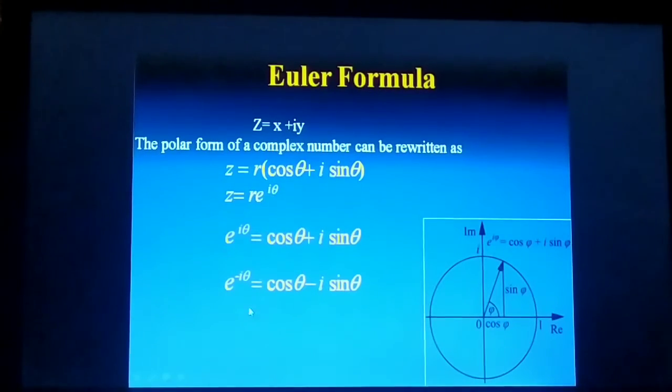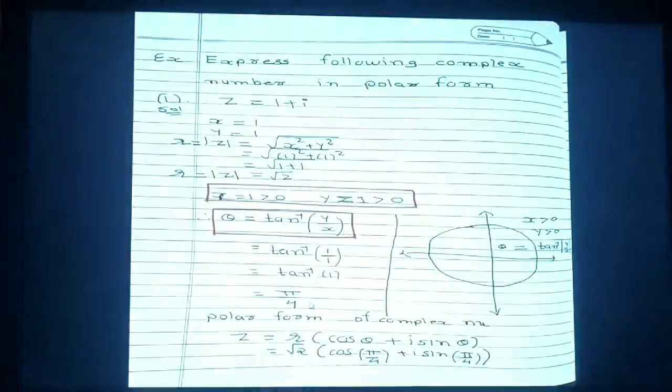It is the Euler formula. E raised to i theta is cos theta plus i sin theta. E raised to minus i theta is cos theta minus i sin theta. If it is plus i theta, then in the center there is a plus sign, and if it is minus i theta, then in the center we take minus: cos theta minus i sin theta.